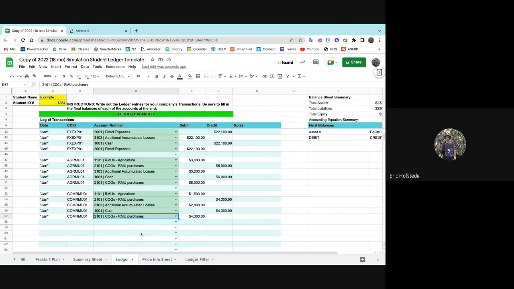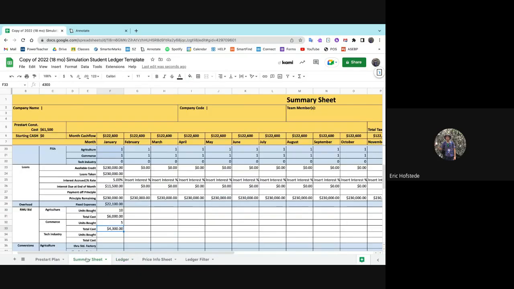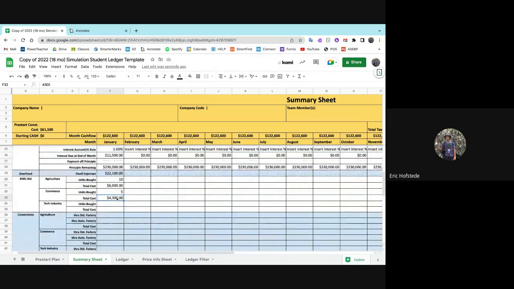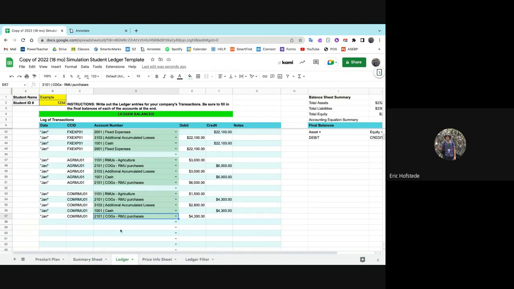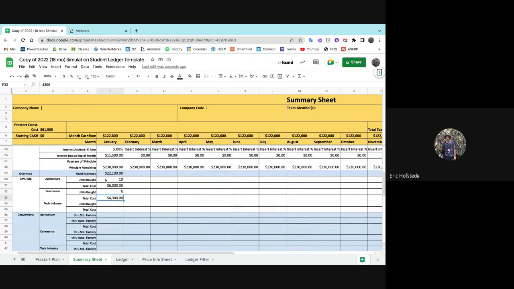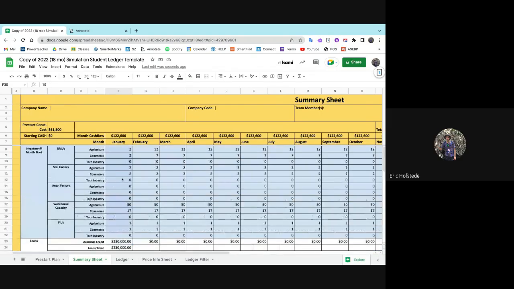All right, we did it. We bought our RMUs and we recorded them. Now we need to do something with them to sell them, namely convert them. All right, so one thing you can do at this point, if you've entered this in your summary sheet, even if you haven't done the ledger live time during the simulation, right? This is something you can do in pauses or breaks or after school. But the summary sheet is something you want to do immediately, because if I go up, I can now see how many RMUs I have to work with.